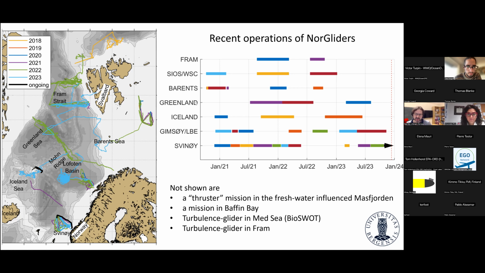So the sites on the y-axis, time on the x-axis, and the colors are different missions. Svínoy rechargeable has been the most occupied one, followed by Gimsøy. And the arrow here is the ongoing mission. The ongoing missions on the map are black here. Not shown are a freshwater influenced fjord. Actually, it's shown by this blue dot here in Norway, just below Norway. We've been operating using a thruster, a mission in Baffin Bay, west of Greenland, and a turbulence glider in the Med Sea in the BioSWOT program, and a turbulence glider in Fram, somewhere up here. So we've been quite active in the recent years.